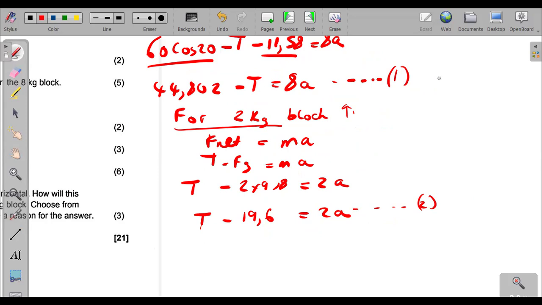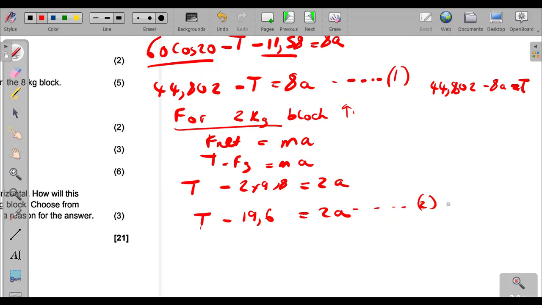It means it's going to be 44.802 minus 8A is equal to T, right? We've transposed our negative T to the right and taken a negative 8A to the left. We can do the same again for equation 2.